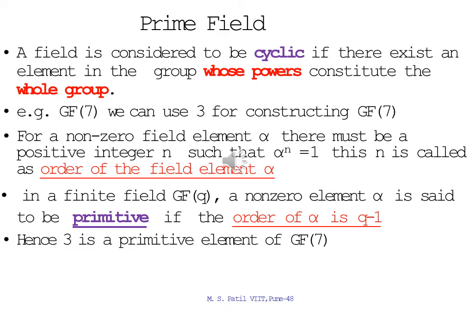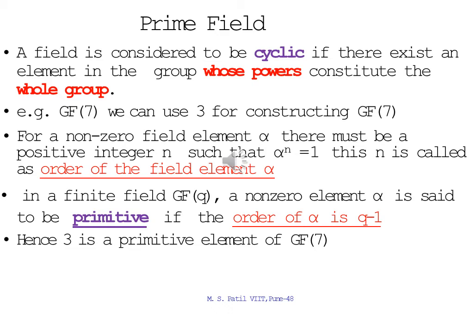So what we understand right now is that in a prime field, I always have one element, and by taking different powers of that element, I can construct the complete field. This is the first point that you should remember. So how are we going to utilize that? For any non-zero field element alpha, there must be a positive integer n such that alpha raised to n will become 1. Then this value of n is called the order of the field element alpha.